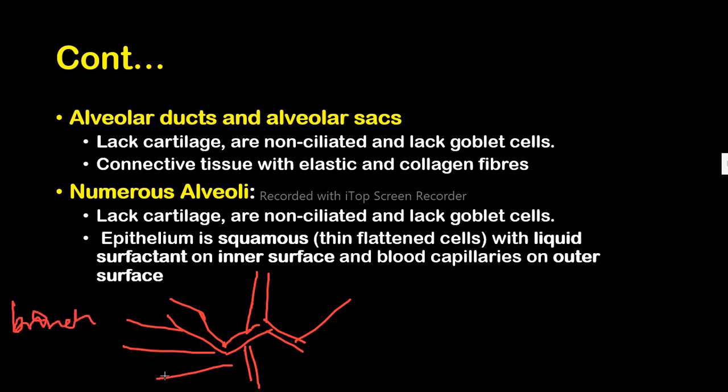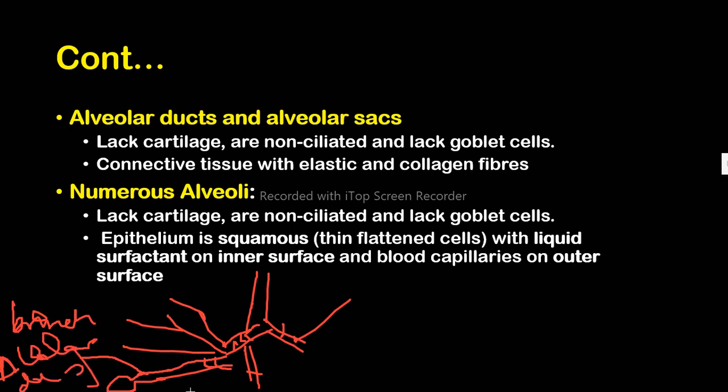Now these bronchioles are also C-shaped, they are cartilaginous. Even the bronchi are also cartilaginous. But towards the end, they form non-cartilaginous tubes that terminate directly into the air sacs, the alveoli. Now these non-cartilaginous tubes are the ones that we refer to as alveolar ducts.